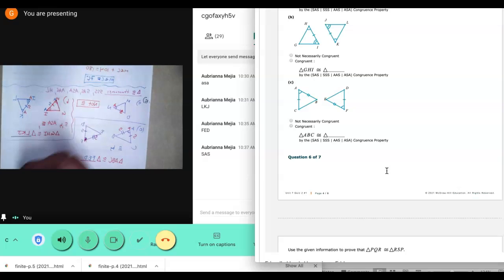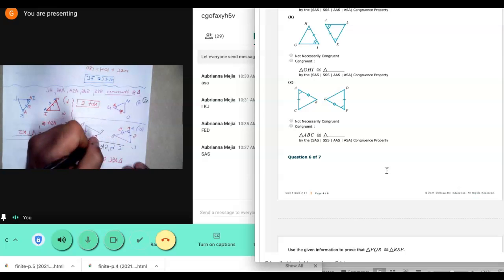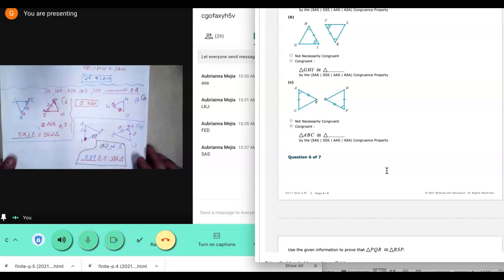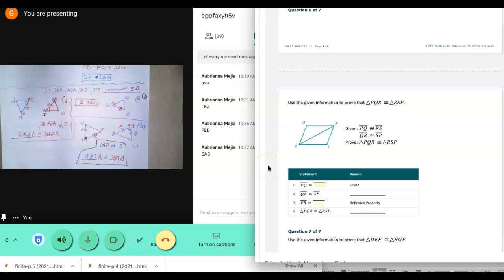Yep, side angle side. Thanks for checking in there, Brianna. So there's your answer. They're congruent by side angle side, and triangle ABC is congruent to triangle FED would be a corresponding order to name that one in.